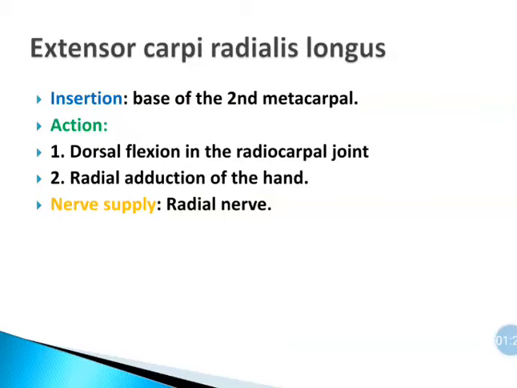The second muscle is extensor carpi radialis longus. This muscle is inserted into the base of the second metacarpal. The actions are dorsiflexion of the radiocarpal joint and radial abduction of the hand. The nerve supply is the radial nerve.